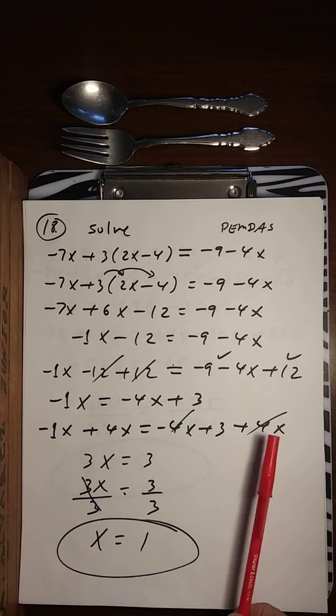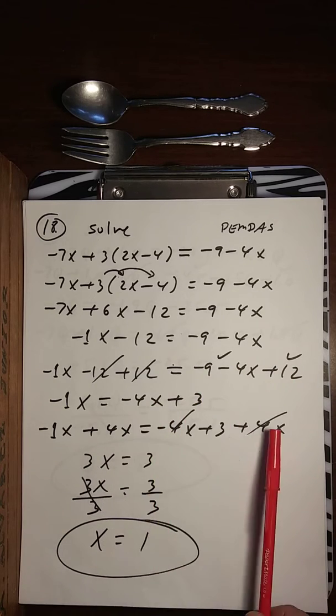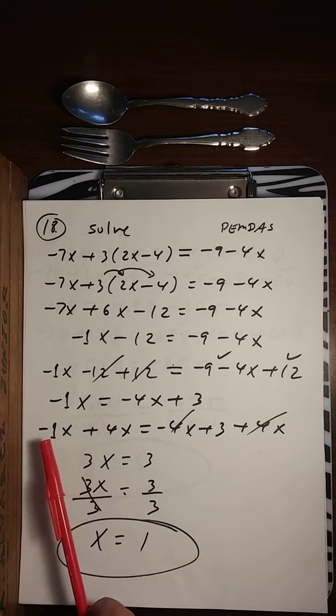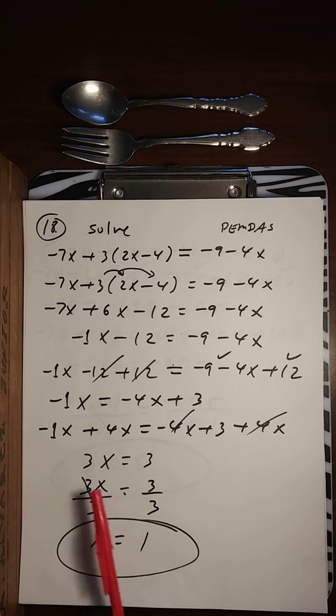So now we're going to get rid of the negative 4x, add 4x, add 4x. These are gone. So now we have this 4x minus 1x is 3x equals 3. Divide by 3, so x is 1.